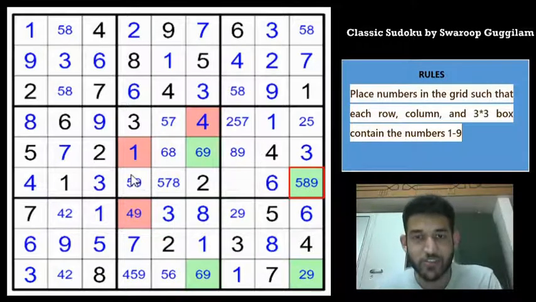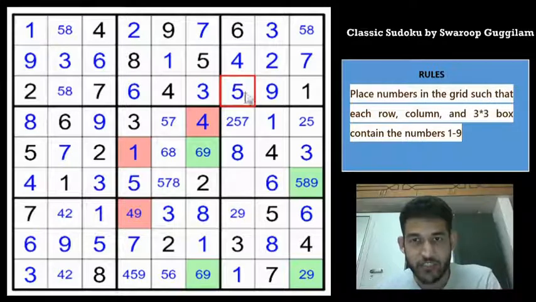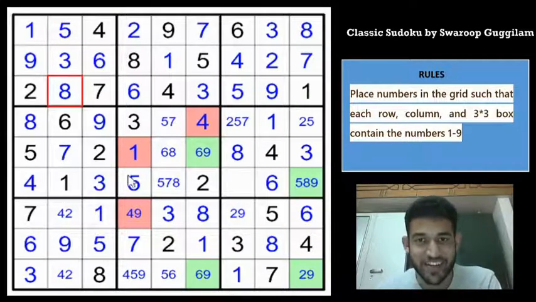So let us continue with this gorgeous Sudoku now. 9 can be eliminated from here. So this is a 5. And now also from here. So this is an 8. So this gives us a 5 here and 8 here, a 5 here and 8 here. Look how fast we are getting the digits now.